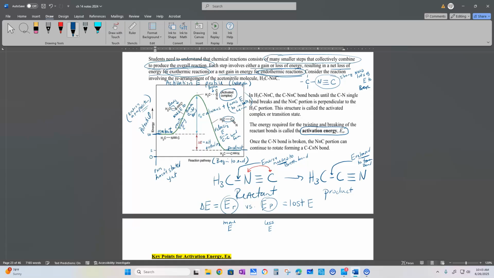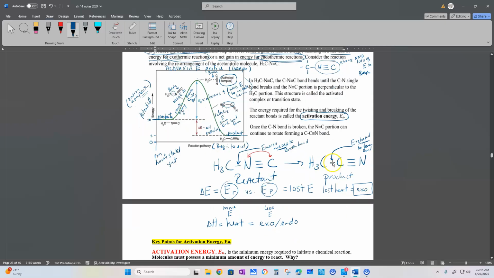But what AP wants you to do is correlate it to delta H, which has to do with heat. That is the only term you can correlate to exo and endo. So because I lost energy, I lost heat. And because I lost heat, that means this reaction was exothermic. I gave you a lot of information, so let's do some review before we do an actual one together.